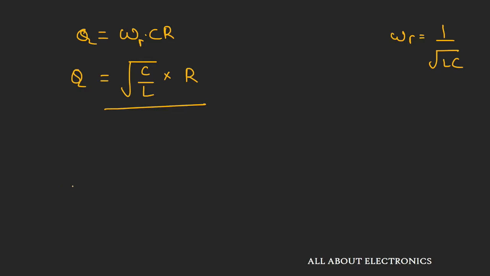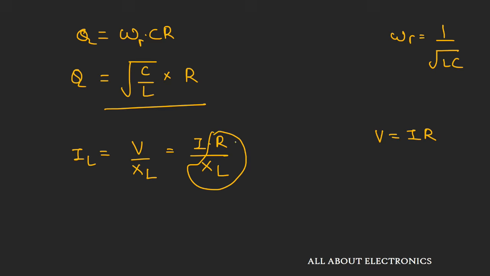Now at resonant frequency, the inductor current IL can be defined as V over XL. At resonant frequency the voltage V can be written as I into R, that is I into R divided by XL. And this term is nothing but Q. So we can write this inductor current as nothing but Q into I.